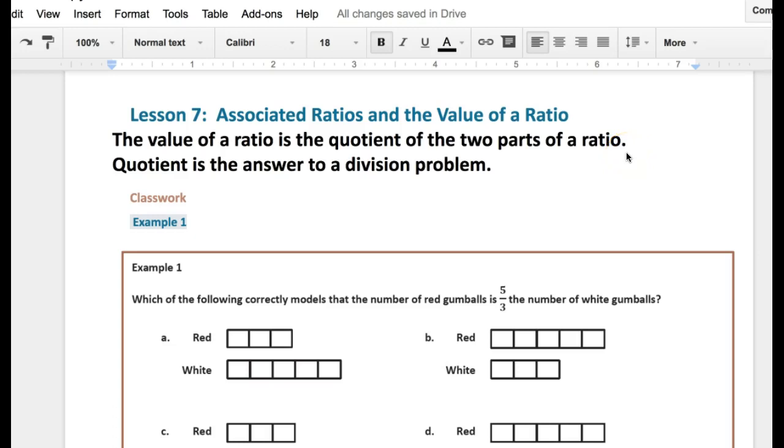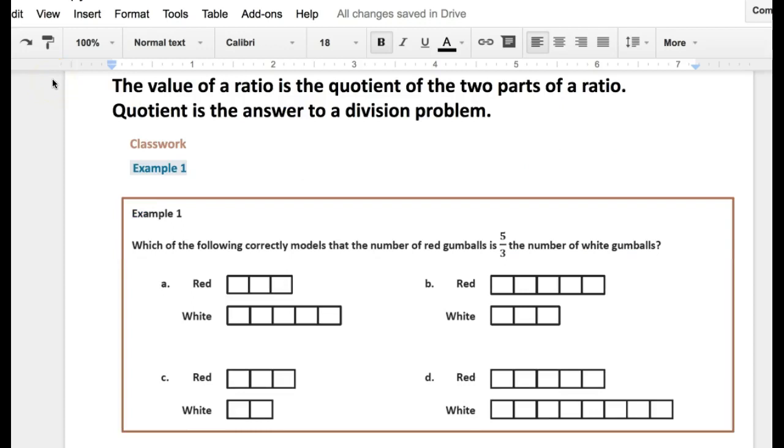I'll explain that a little more in a few minutes. The quotient is the answer to a division problem, something else you're just going to want to keep in mind. Okay, we're talking about the value of a ratio. Okay, so let's go ahead and look at the first problem.